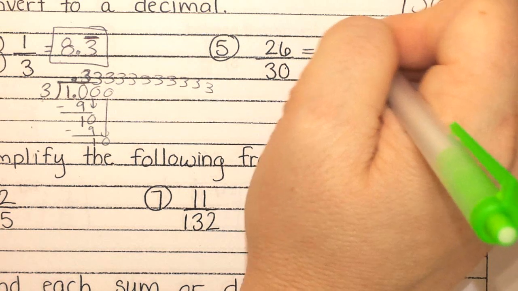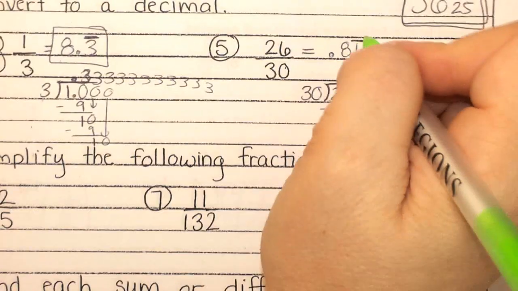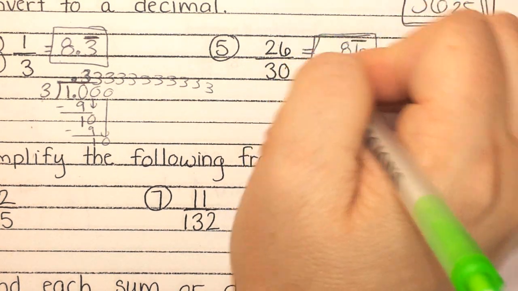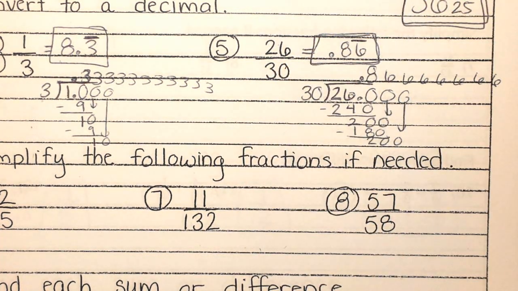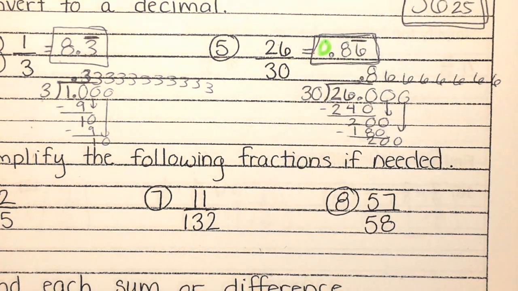0.86, and just the 6 has a repeating line. Perfect. Alright, so this is a great answer. There's one other thing I could add to this if I wanted to. What's the other thing that you could have written in? A 0 in front. Excellent. So if you put a 0 here and you did 0.86 with a bar, that would be fine. Okay? Alright.